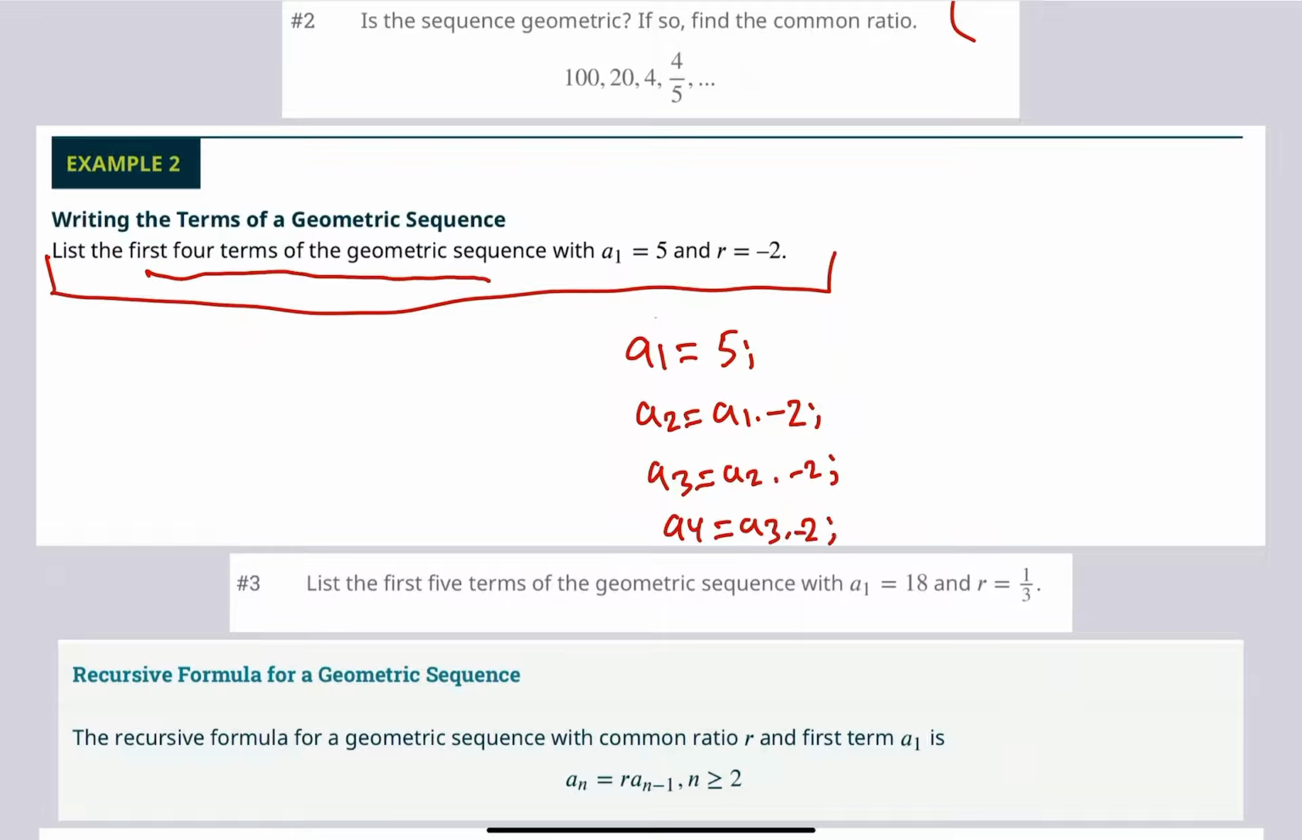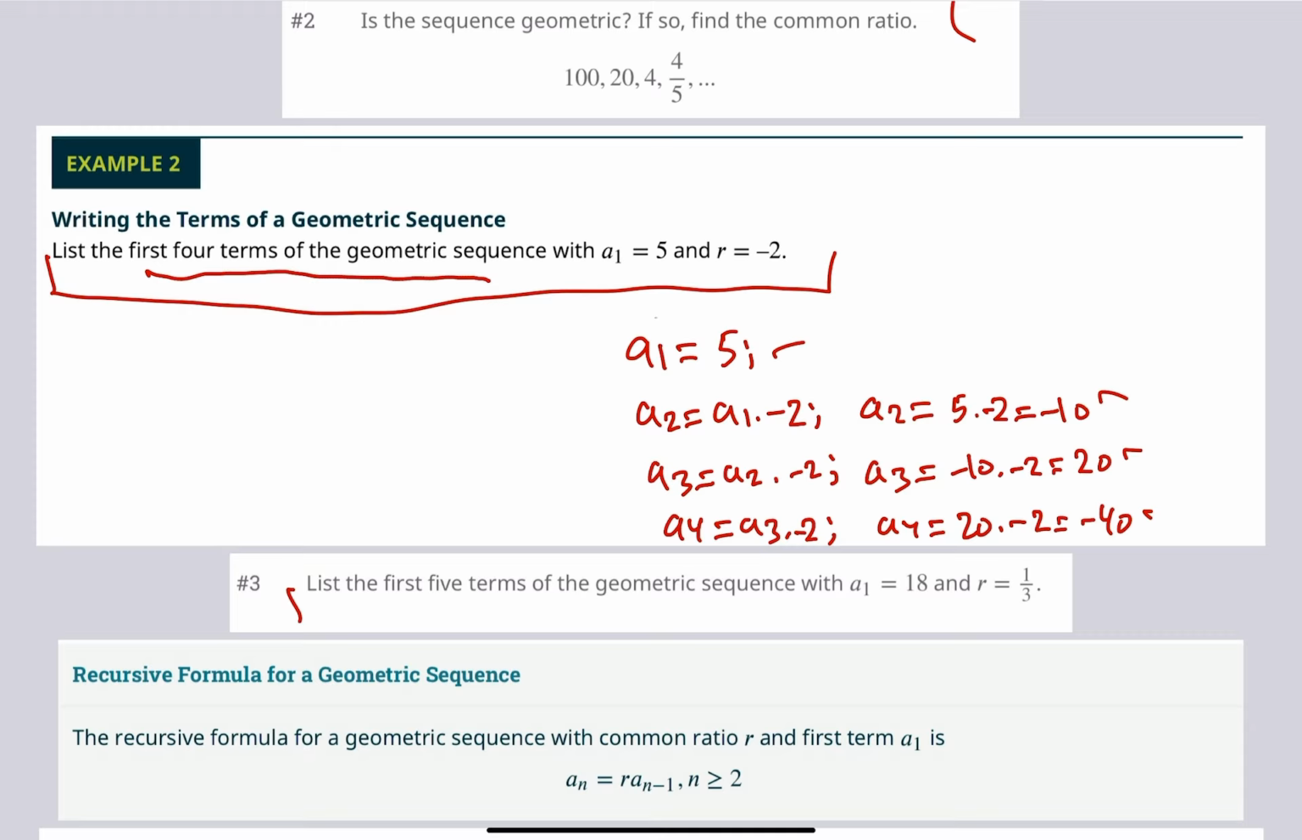And that's it. a_2 equals a_1, which is 5, times negative 2, which is negative 10. a_3 equals negative 10 times negative 2, which is 20. a_4 equals 20 times negative 2, which is negative 40. That's it. It's that simple. So term 1, term 2, term 3, and term 4. You can do this one on your own.